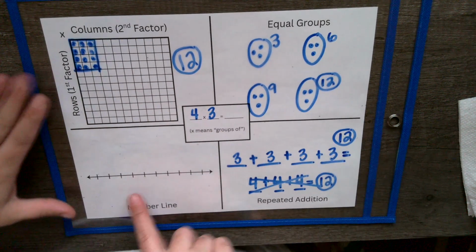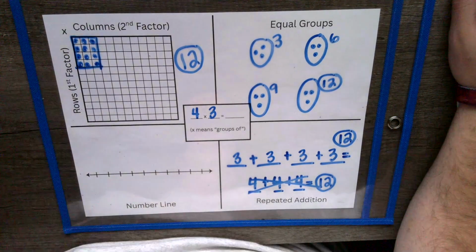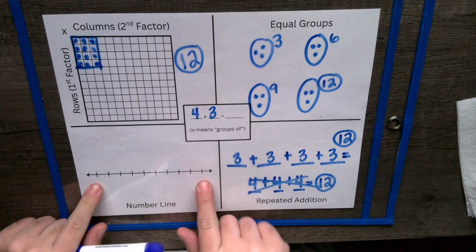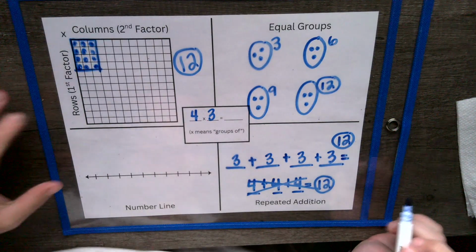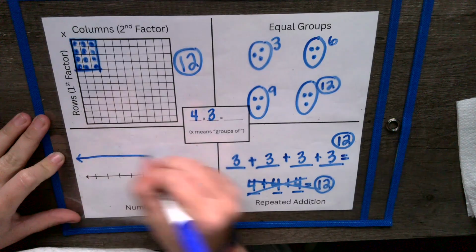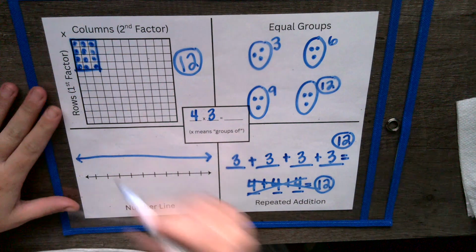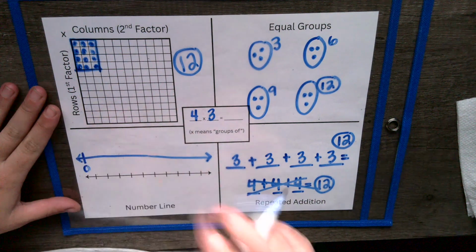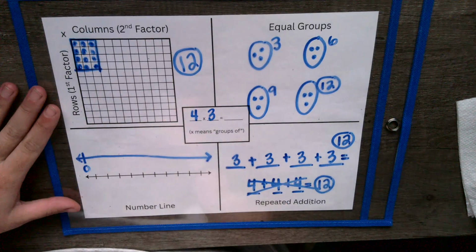And the last strategy we're going to look at is the number line. This number line, however, only goes to 10, so I'm going to show you how to draw your own number line. So a number line obviously has to have a line, and we put the arrows on the end to show that our line would actually continue going, so we're just showing a portion. Your number line always starts with 0, and because we need groups of 3, we're going to count by 3s.